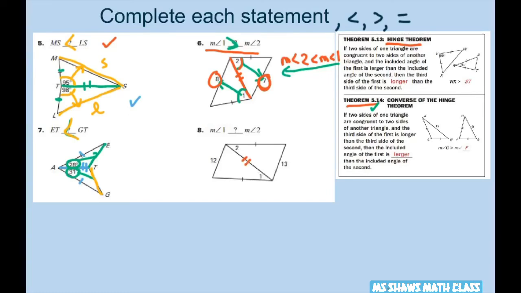So this is congruent to itself, and these are your included angles. So since 13 is bigger than 12, that means measure of angle 2 is greater than the measure of angle 1. Therefore, measure of angle 1 is smaller than the measure of angle 2 if you read it this way.